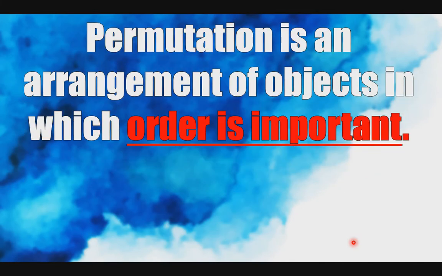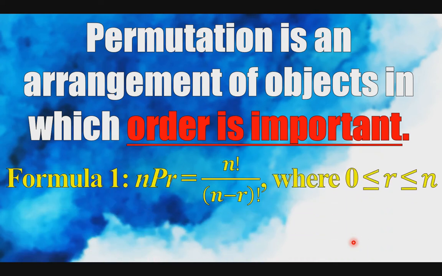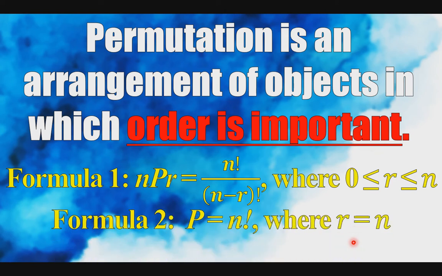To understand it fully, let's have this one. Permutation is an arrangement of objects in which order is important. So, we have two formulas. This one and this one. Basically, ang pinagkaiba nito, sa Formula 1, gagamitin natin siya kapag hindi equal ang r at ang n natin.